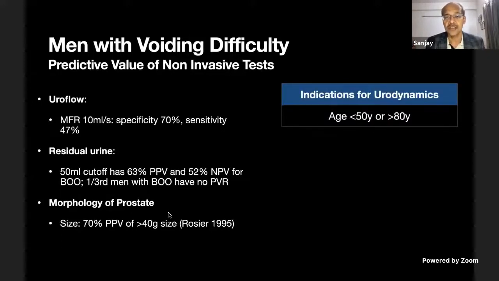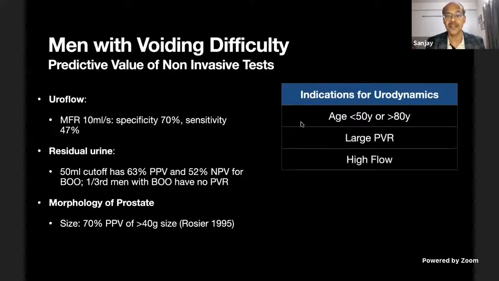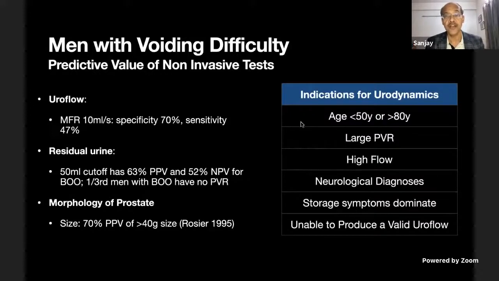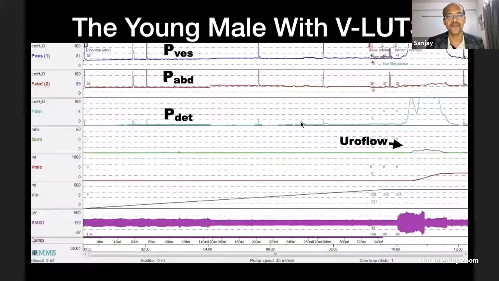This is not an exhaustive list, but essentially patients who are young, or patients who are in the geriatric age group, patients with very large residual urines, patients who have a high flow but still complain of voiding difficulty, patients who have an underlying neurological diagnosis, storage symptoms dominant, or not able to produce a valid uroflow with adequate volume. Such patients should have urodynamics prior to surgery for the bladder outlet.